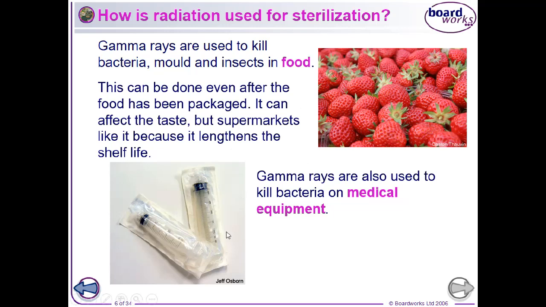And also for medical equipment, especially plastic medical equipment like syringes that will be damaged if we heat them up, we can use the gamma radiation to kill any living organisms, any pathogens that are in that plastic or on the surfaces inside this packaging. The packaging then keeps it sterile and clean until we open the packaging and use it.